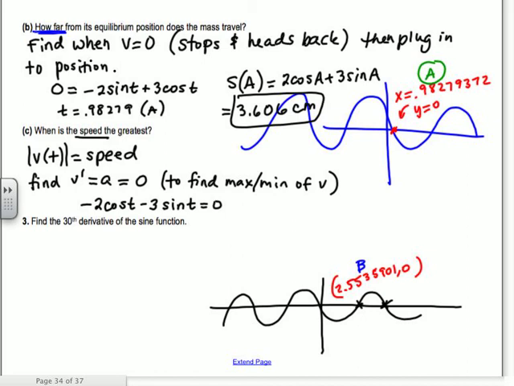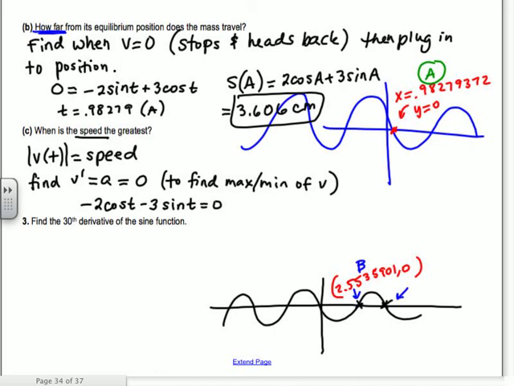Yeah. It's this little point right here. Okay, now find the other place where it crosses the axis. We're trying to find the max or min of the velocity, so we're looking at the acceleration function. We're saying, when did you stop accelerating, basically?